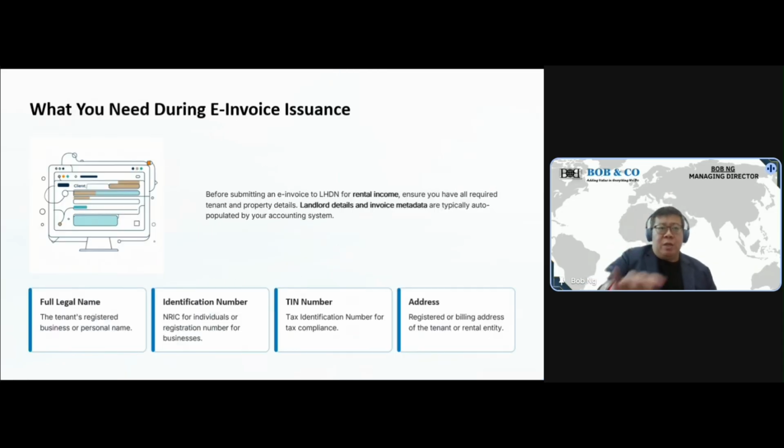So this is basically a summary of what I have mentioned earlier. Let's just go through this very quickly. You need the full name, like I said, the full legal name, the ID, the TIN number, and the address, because all these are required in the system.